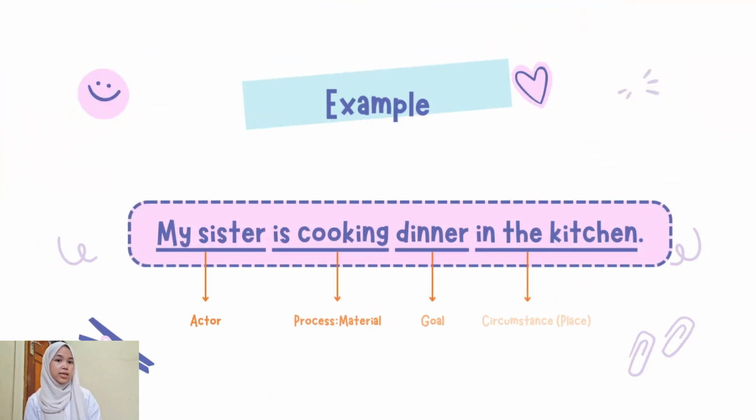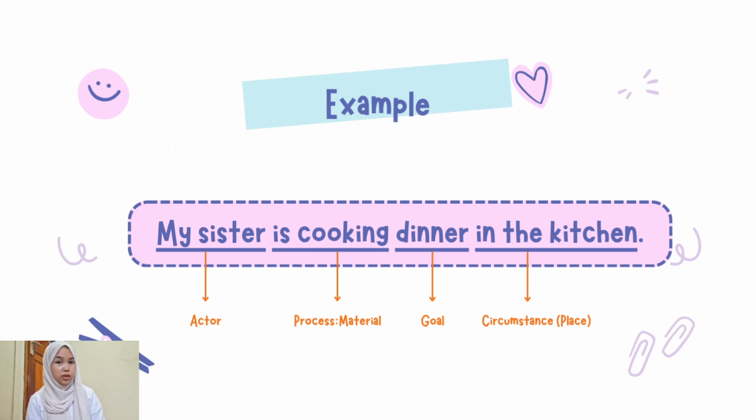Let us analyze a sentence using the transitivity system. The sentence is, "My sister is cooking dinner in the kitchen." In the sentence, the process is "cooking," which is a material process because it shows a physical action that can be seen. "My sister" is the actor because she is the one who does the action.